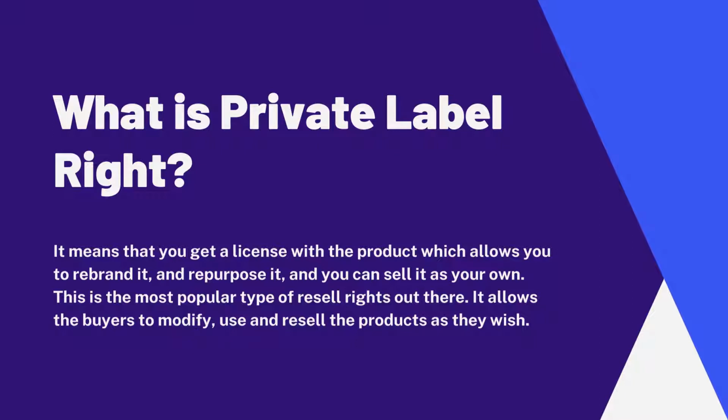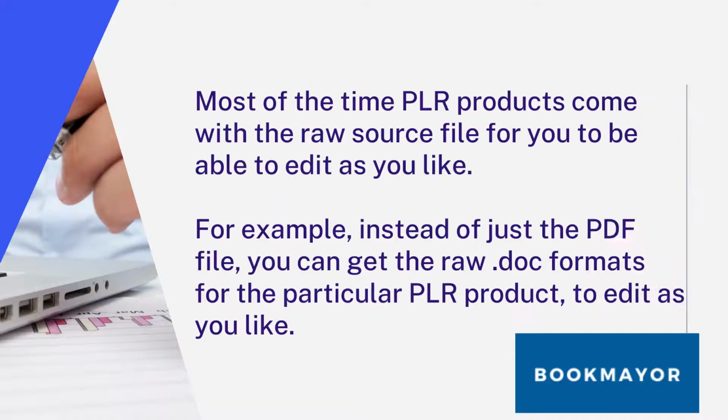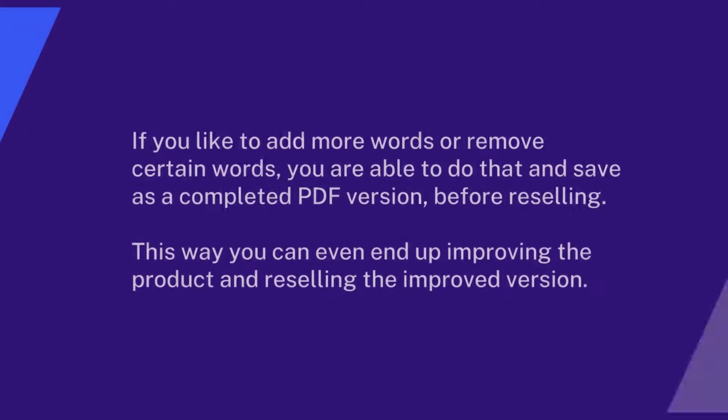If you like to add more words or remove certain words, you are able to do that and save as a completed PDF version, before reselling. This way you can even end up improving the product and reselling the improved version. This is also one of the types of rights that usually allows you to put your name on the product, as the author or creator, if you desire, before reselling. In some cases, you can also resell the rights to resell the products to other marketers.